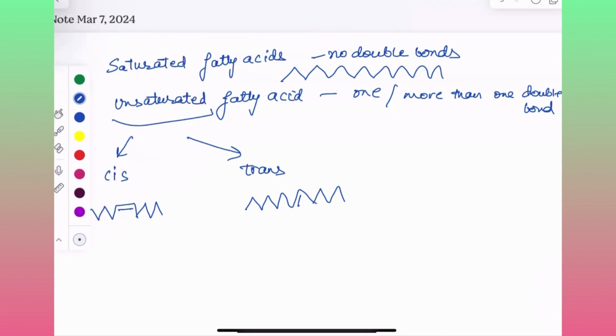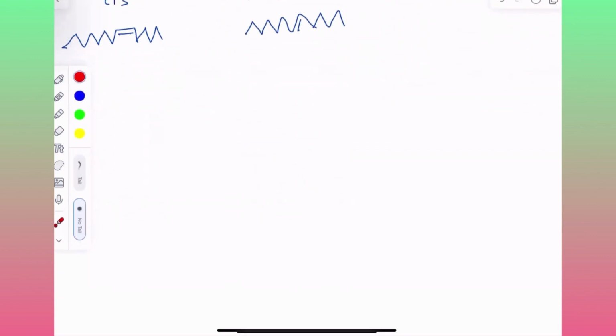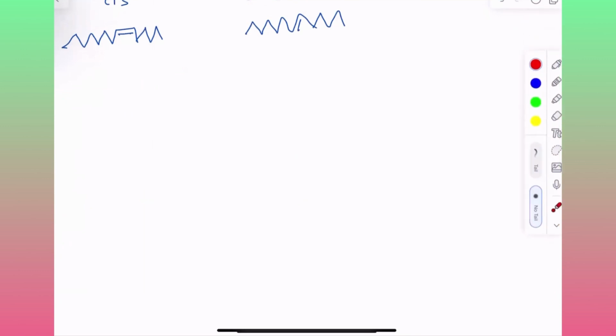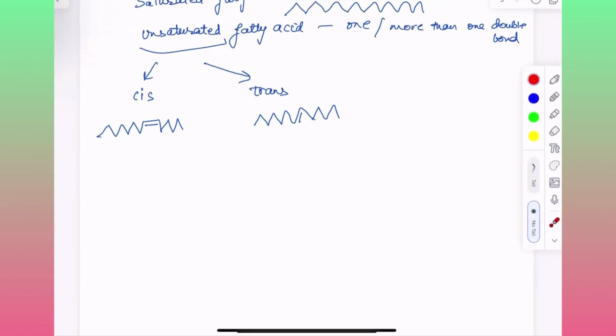Now, if you check their structure, saturated fatty acids do not have any room in their structure. Also, trans fatty acids do not have any room in their structure. Only cis fatty acids do. Naturally, fatty acids occur in cis form, and cis form has room in its structure. Can you see? A lot of space is there in the structure.